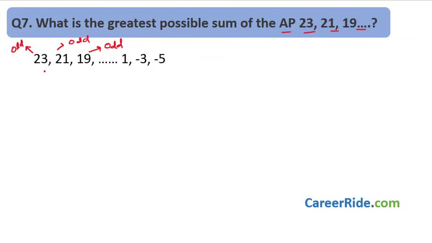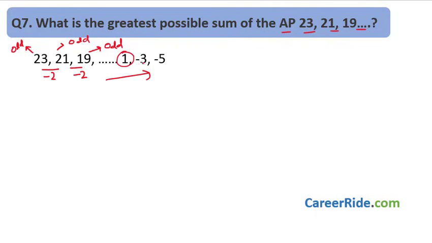And what is the common difference here? The common difference here is 21 minus 23, which is minus 2. So this is a falling AP. Actually, it is a falling AP. The numbers are going down, they are decreasing. So if I want to find the greatest possible sum, it means I have to find the smallest positive number in this.